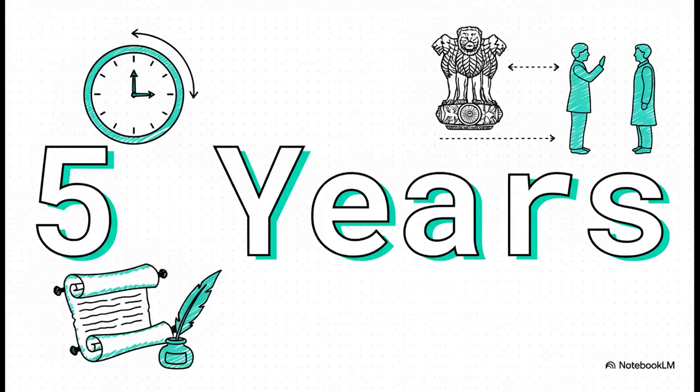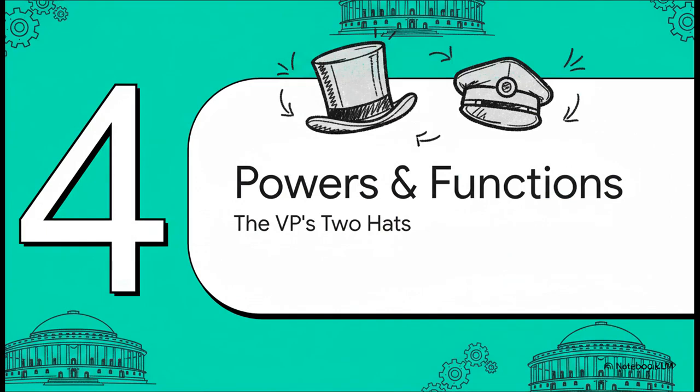The term is a fixed 5 years. Straight up, it starts from the date they enter office. And once they're elected, they take an oath, which is administered by the President of India. All right, now for the big question. What does the Vice President actually do?